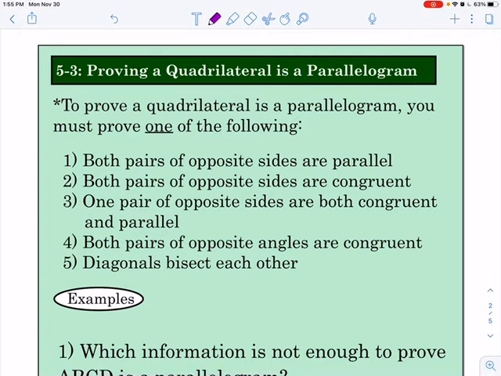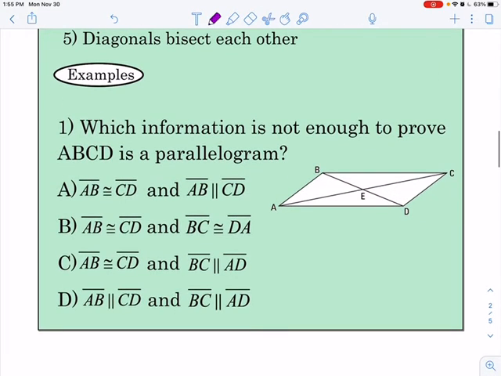To prove a quadrilateral is a parallelogram, you have to prove one of the following. You either have to prove that both pairs of opposite sides are parallel, or that both pairs of opposite sides are congruent, or that one pair of opposite sides are both congruent and parallel, or you can show that both pairs of opposite angles are congruent, or that the diagonals bisect each other. So what does all that mean? Hopefully some of that information will become clearer with this picture right here.